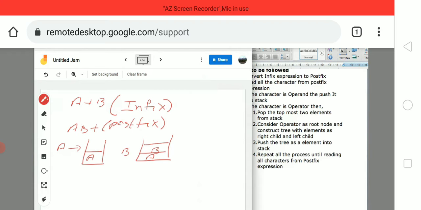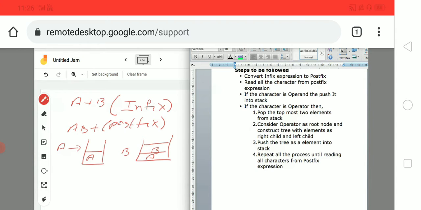Now another element is plus. That means here it is an operator. So we already discussed the definition of this topic. If the character is operand, then push it into the stack. So here A and B are the operands and I pushed them into the stack. If the character is operator, now here plus is the operator.